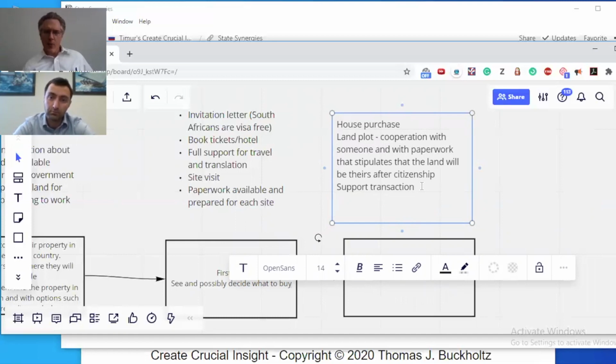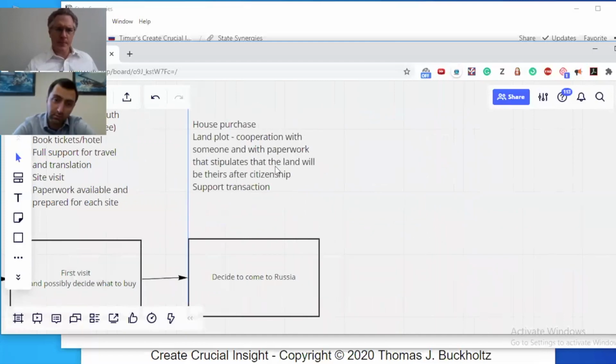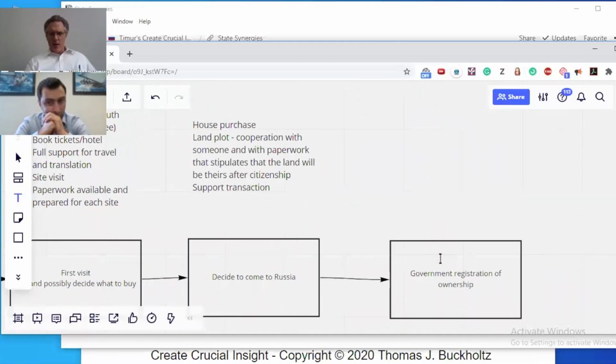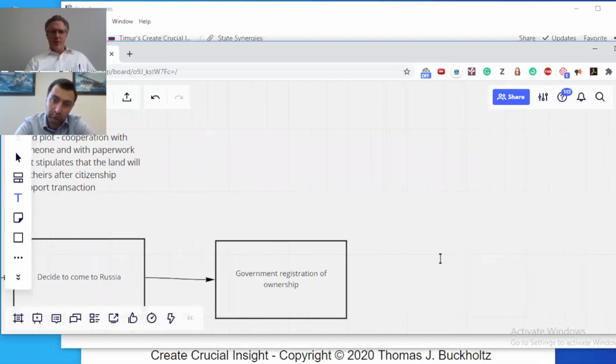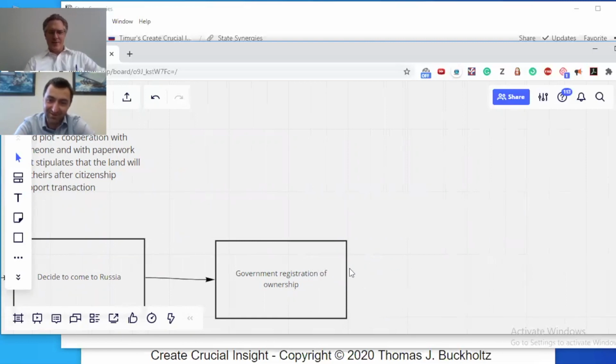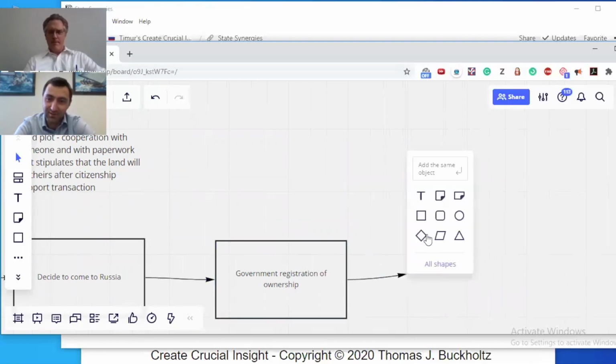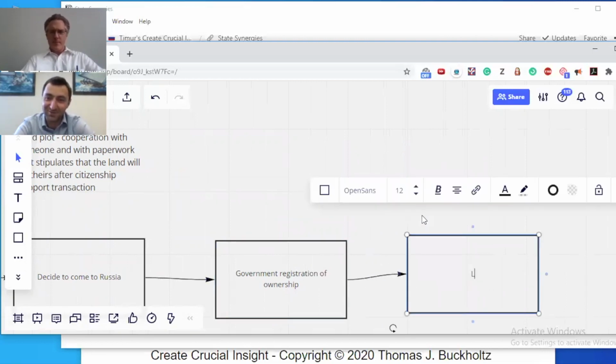Okay. Now, once they've signed the paperwork and sent the money, what's the next step? Well, government registration of the ownership. So I guess that's okay. And now they own it. So then next they have to move everybody. Yes. That's the fun part, right? Chicken, cattle, everyone.